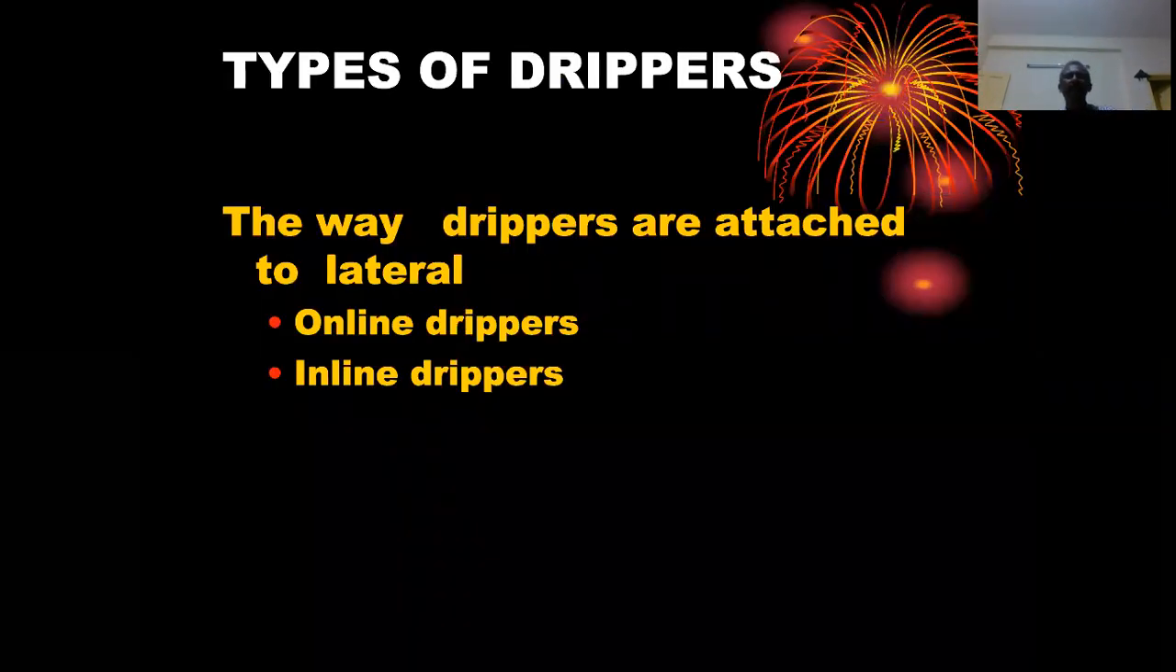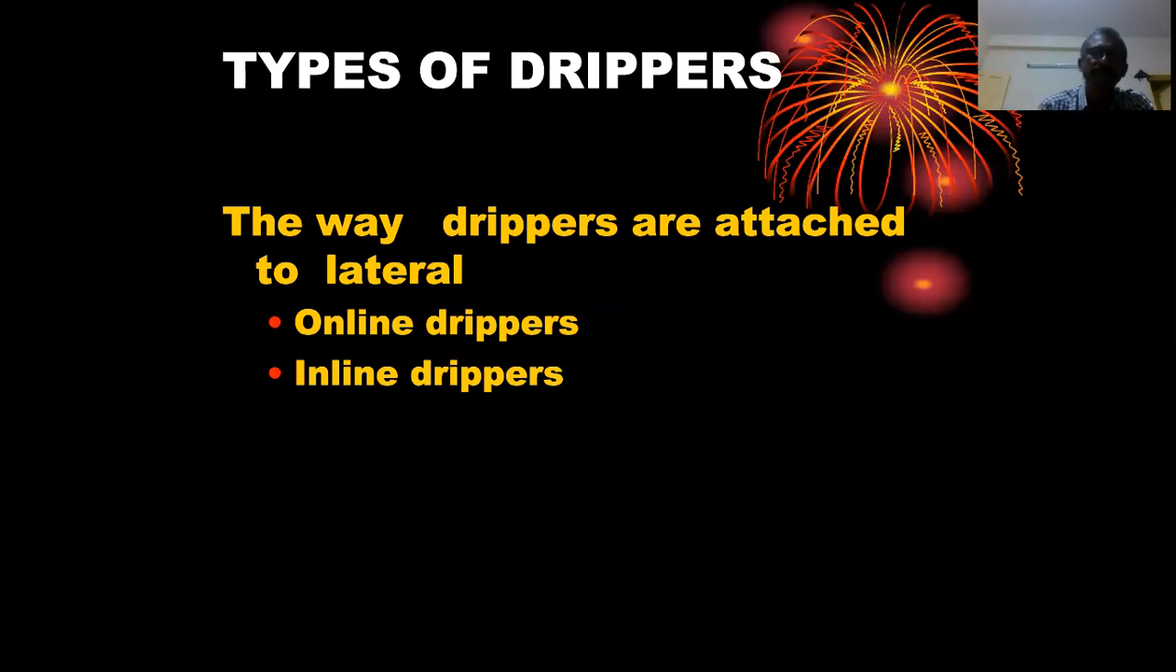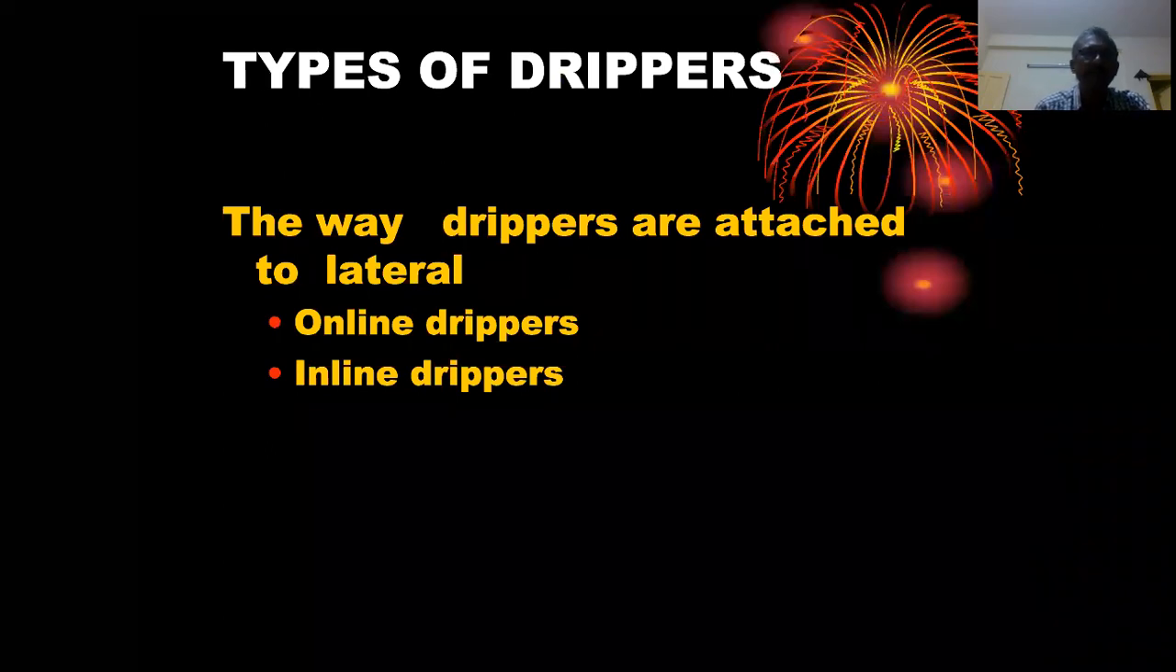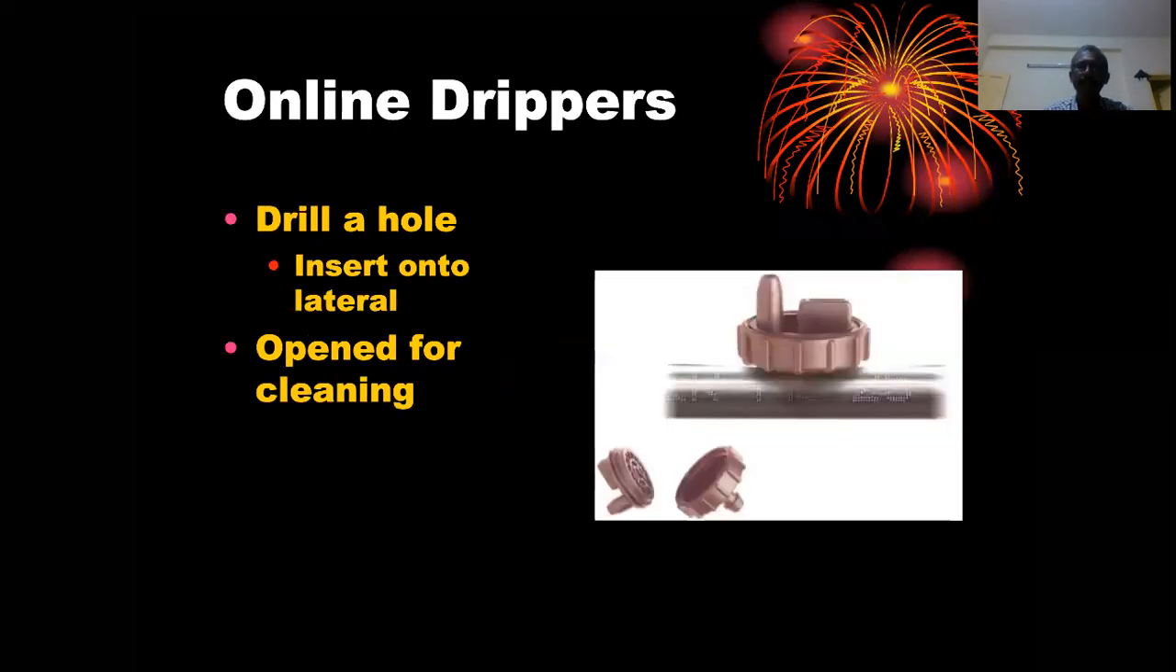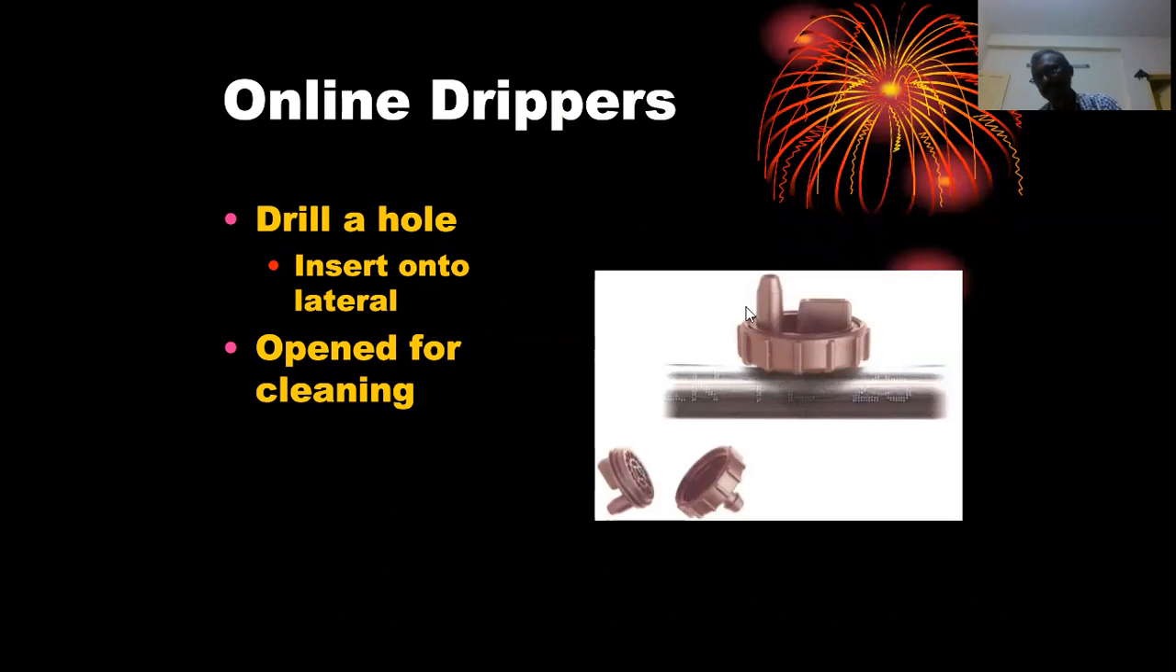And we will now see types of drippers. The drippers are divided into two kinds called online drippers and inline drippers. This classification is based on the way in which drippers are attached to the lateral. In case of online drippers, the dripper is a separate component, and the lateral is another component. A hole can be punched with a drill bit, and one can insert an online dripper.